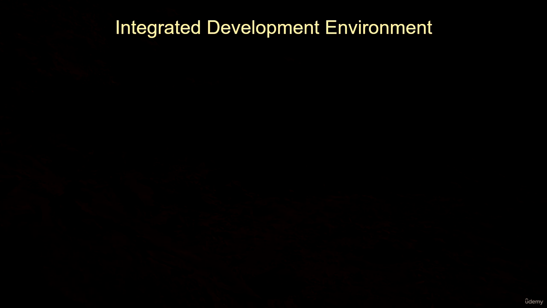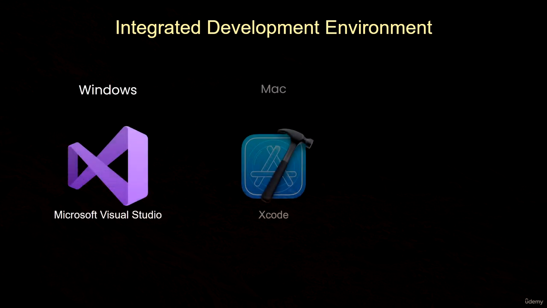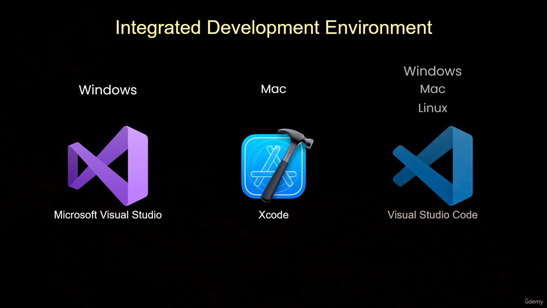Welcome. An IDE, or Integrated Development Environment, is what we'll be typing our C++ code into as we develop our games in Unreal Engine. For Windows, there's Microsoft Visual Studio. For Mac, there's Xcode. And then there's Visual Studio Code, which can be run on Windows, Mac, and Linux. There are lots of other IDEs out there, but not all of them are compatible with Unreal Engine. These three definitely are. So we're faced with a decision: which IDE to use?